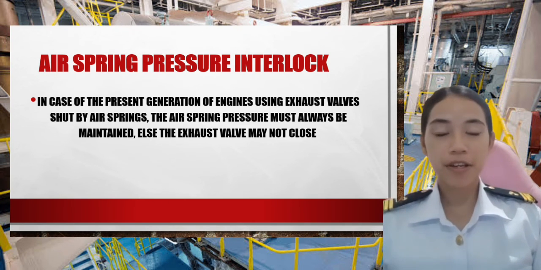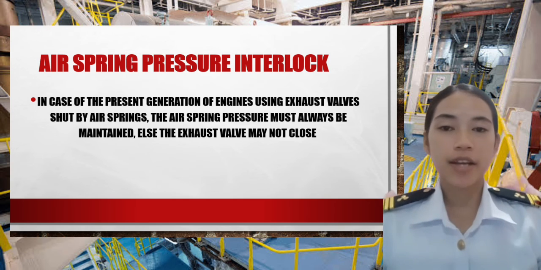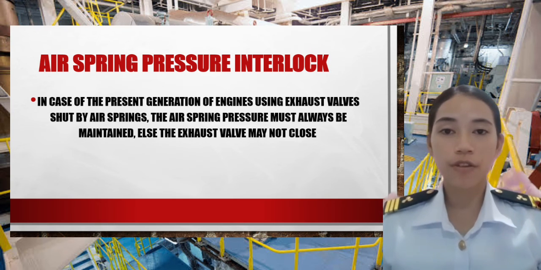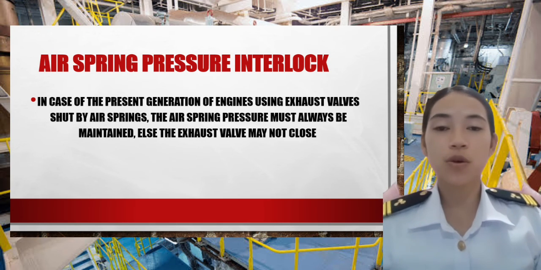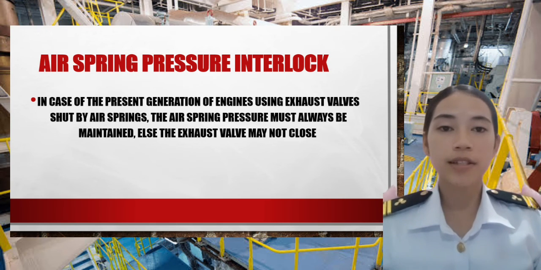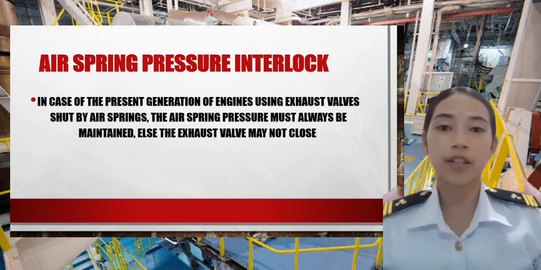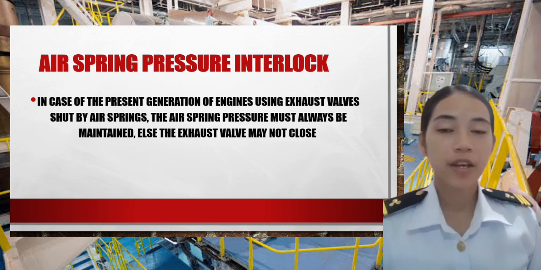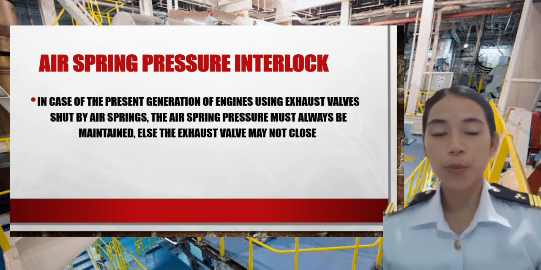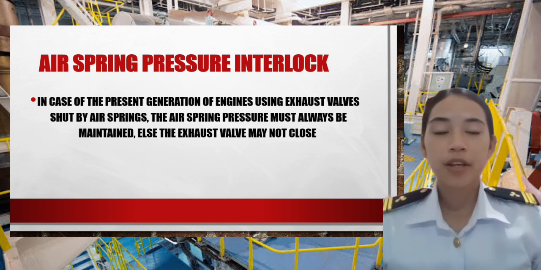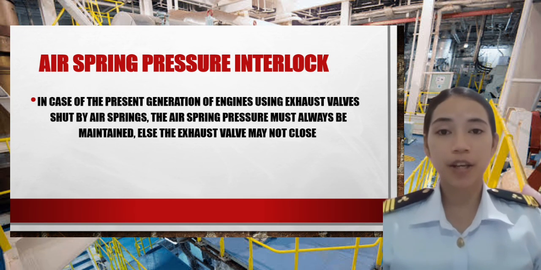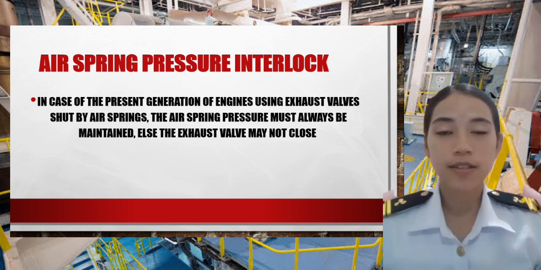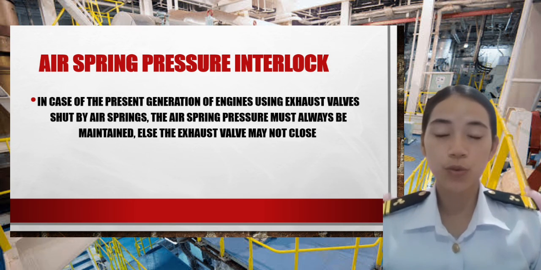Air pressure interlock. In the case of the present generation of engines using exhaust valves shut by air springs, the air spring pressure must always be maintained or else the exhaust valve may not close. So, in short, if the exhaust valves are operated by air spring pressure, there should be sufficient air pressure before the engine can be started, or otherwise the exhaust valve may not close while running.